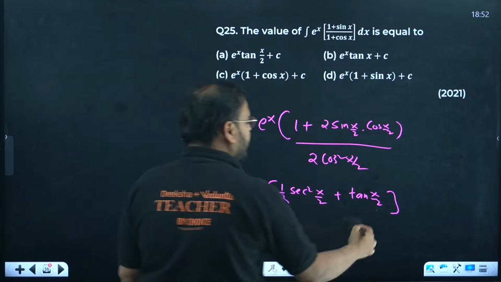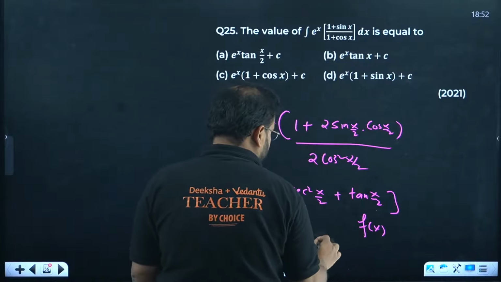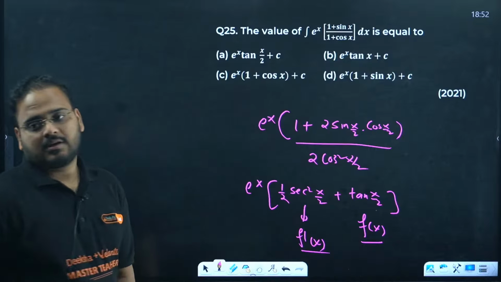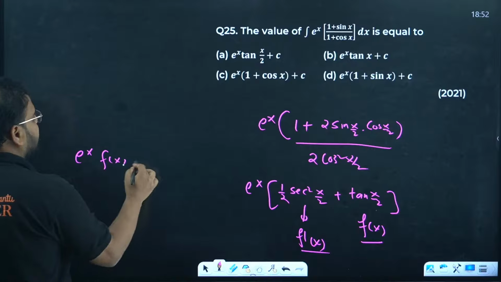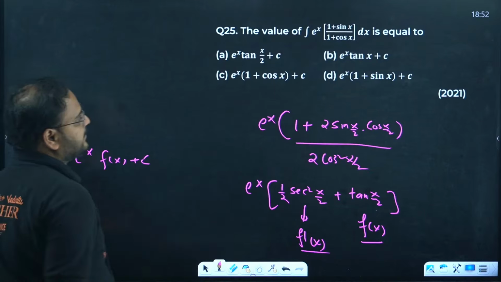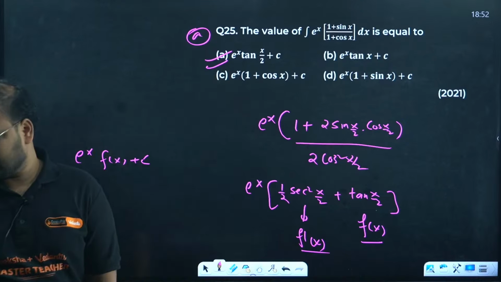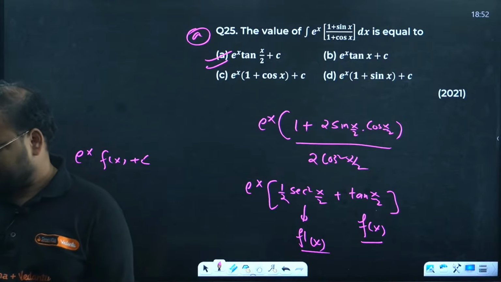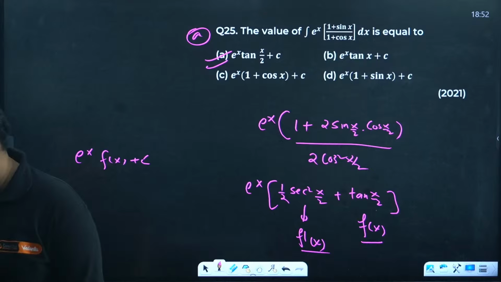Check this. This is f of x, this is f dash of x. F of x, f dash of x. Answer is what? E power x, f of x plus c. So e power x, tan of x by 2. That's option A. Anybody has an answer? A is the right answer. Correct. Chetan and Shiraksha.